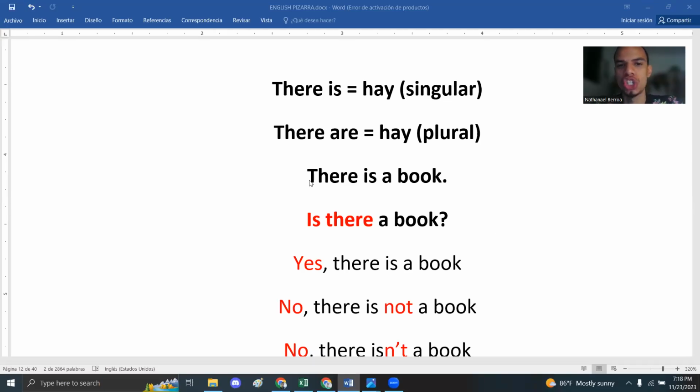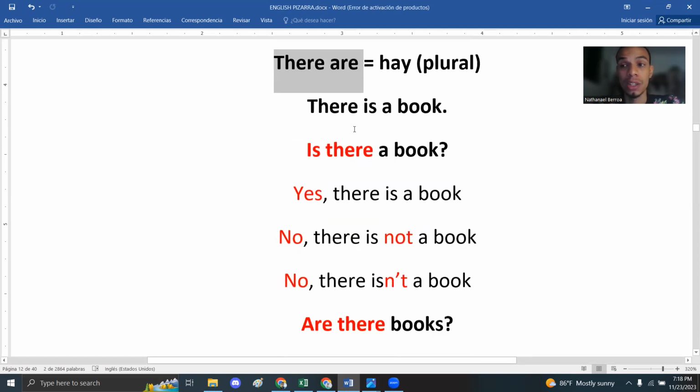How to make questions using there is and there are. Okay, guys, right here, remember, there is significa hay en singular y there are hay en plural. Bien, para hacer una oración con este término se utiliza there is y luego la cosa, there is a book. Pero ¿cómo transformo esta pregunta? Invirtiendo los términos. Aquí sería, is there a book? ¿Hay un libro?